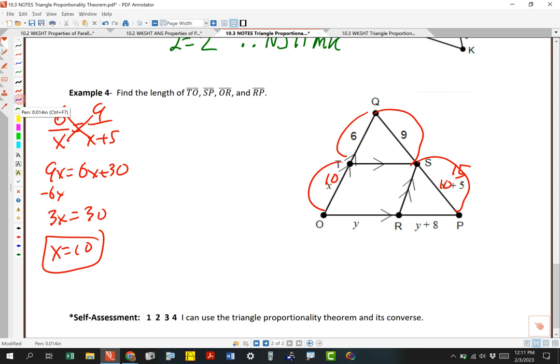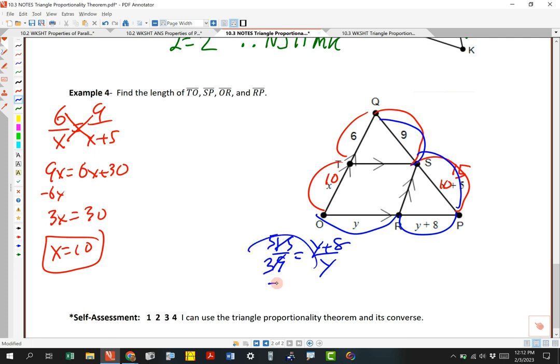Okay, I'm going to change colors. Somebody want to set up the next one for me? There's more than one way to do this. Anybody want to give it a shot so we can solve for these y's here? Yeah. Would it be x plus 5 over 9 is equal to y plus 8 over y? Yes, but we know what this one is, so we don't need x plus 5. So we're going to do 15 over 9. We're comparing this piece to this piece. Okay, that's what we're doing. So this would be y plus 8 over y. I'm going to reduce this. This is 5/3. Everybody okay with that?